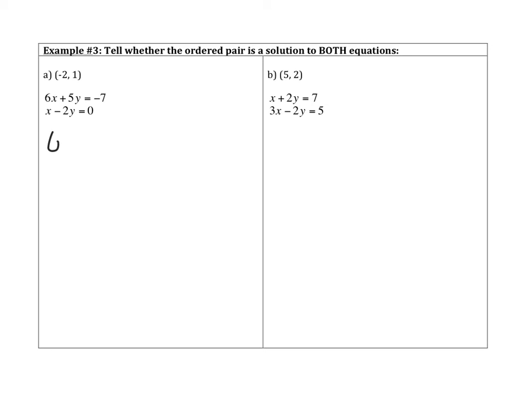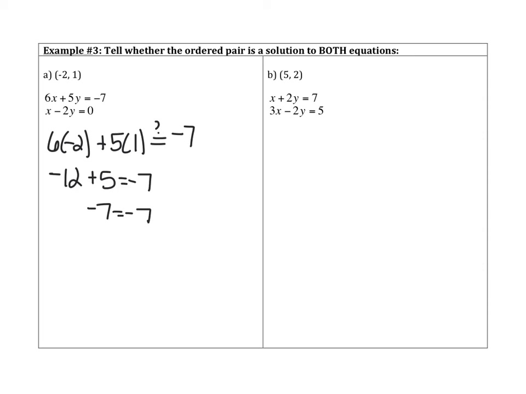So in our first equation, we have 6 times -2 plus 5 times 1, and we're going to check, is that equal to -7? So 6 times -2 is -12, plus 5 equals -7. So it works in the first equation. But again, just because it worked in the first equation doesn't mean it's going to necessarily work in the second equation. So we do have to check the second equation.